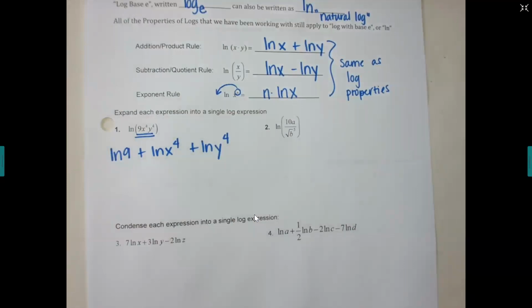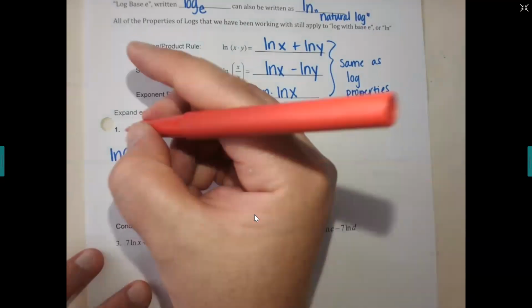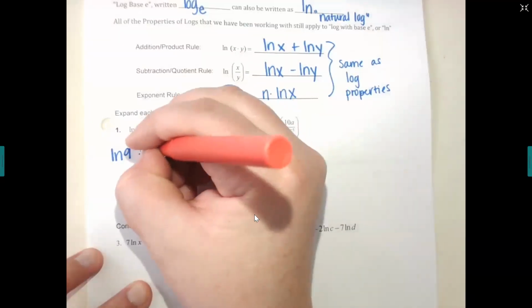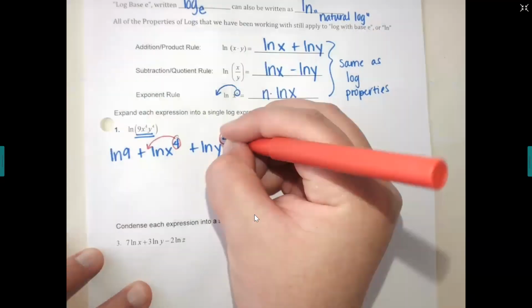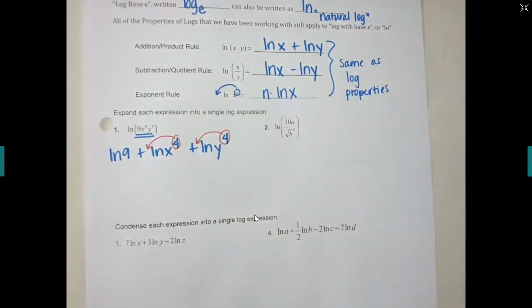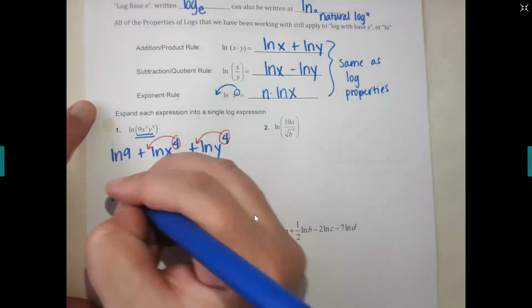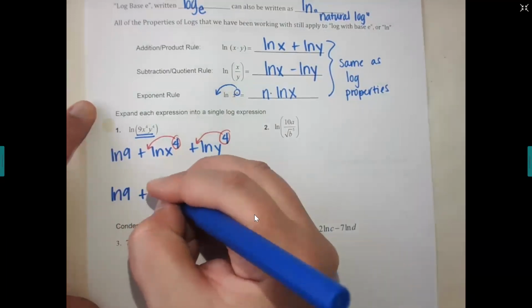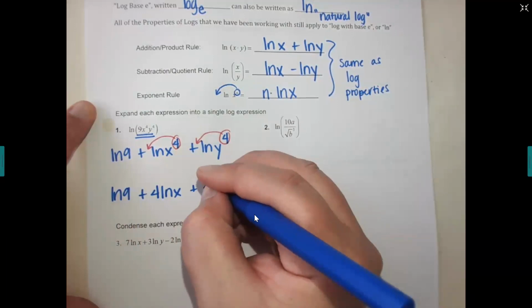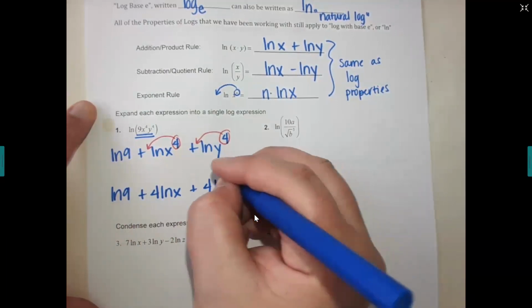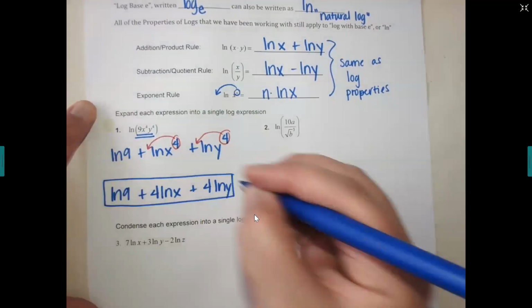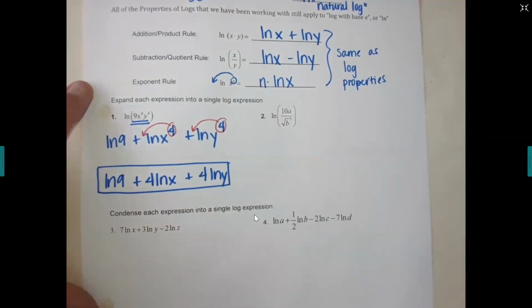Is that considered expanded? No, those numbers from the top have to drop down to the front. So my 4 goes to a 4 ln x and a 4 ln y. So your final version would be ln 9 plus 4 ln x plus 4 ln y. Do we remember that with logs? Okay, let's go to number 2 then.